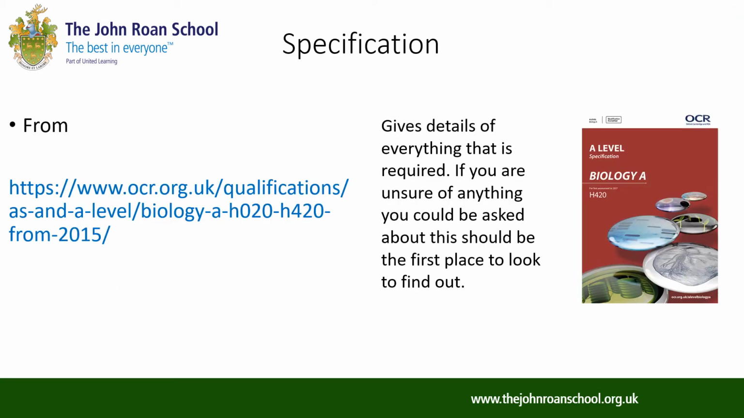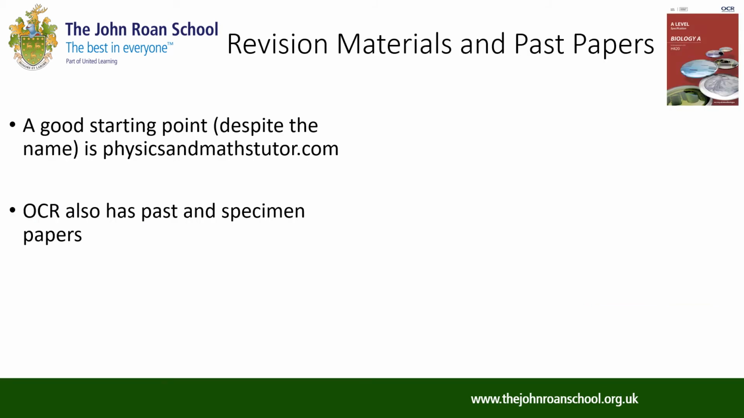You can find the specification for yourself to see exactly what your student is learning. It is available on the OCR website, as seen on the link below, and it contains everything that the student should be learning. If you are unsure about something and whether it is something that you should be learning about, perhaps during your supercurricular work or your independent study, then you should be looking in the specification first of all. It is free to download.